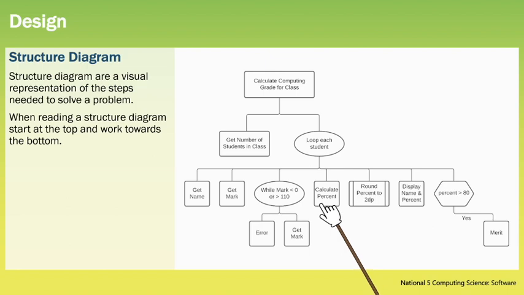Calculating the percentage, then on to the next step, rounding the percentage to 2 decimal places, then displaying the name and percent, and finally determining if a merit should be awarded.